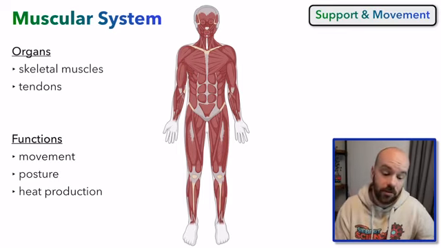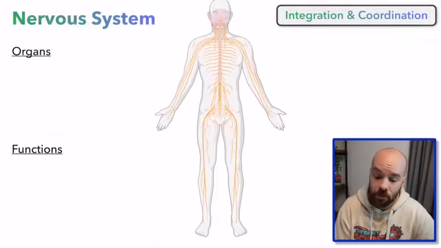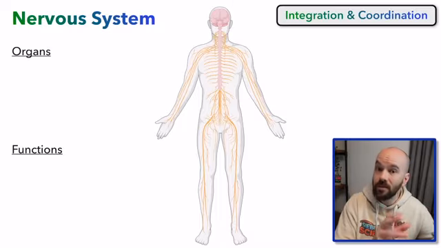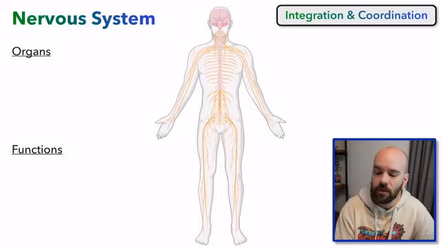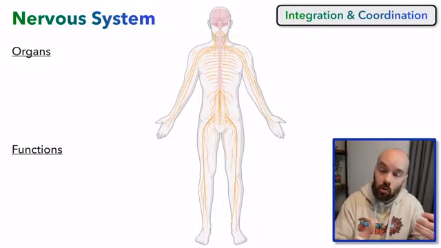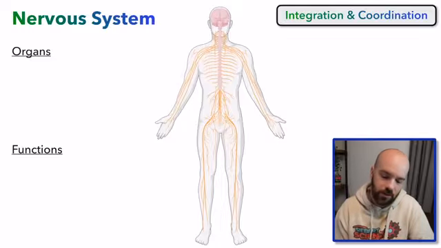So that is the muscular system. We've got skeletal muscles and tendons, and we've got those three functions: movement, posture, and the production of heat or thermal energy. All right, up next we have the nervous system. We've also moved from those support and movement systems, and now we're moving into systems that are dealing with integration and coordination. In other words, these are going to be the systems that are controlling the other systems of the body. And so this will be the nervous system and the endocrine system.